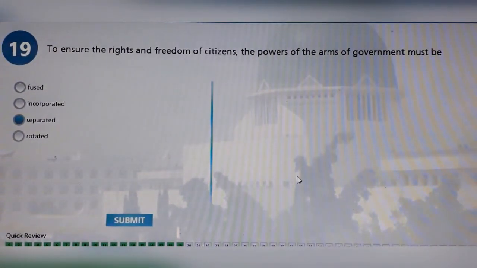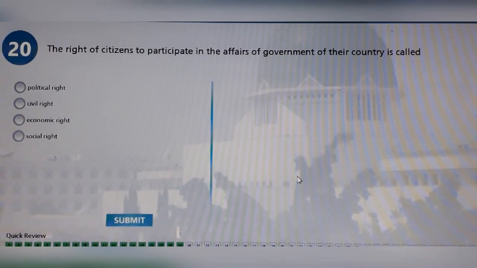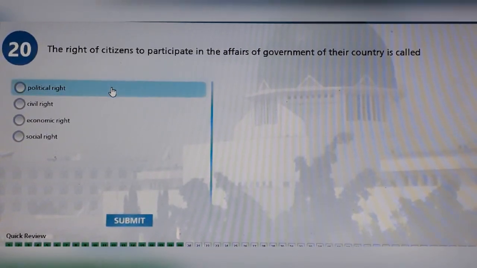Let's move over to number 20. Number 20 says the rights of citizens to participate in the affairs of government of their country is called A, political rights, B, civil rights, C, economic rights, D, social rights. Of course, we know the rights of citizens to participate in the affairs of the government of the country is called political rights. Your political rights is your right to participate in the activities and the affairs of your country. It can be civil rights, B, C says economic rights, it can be that, and D says social rights. So by that explanation, we know our answer should be what?